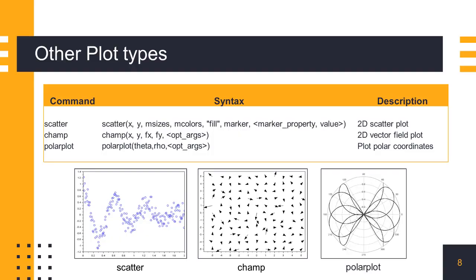Now, we see other plot types available in Scilab. Scatter function creates a scatter plot with markers centered at the x and y set of coordinates. Champ function draws a 2D vector field with arrows, having length of the arrows proportional to the intensity of the field. Polar plot creates a polar coordinate plot of the angle theta versus the radius rho.